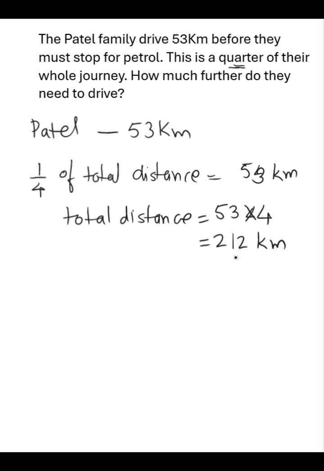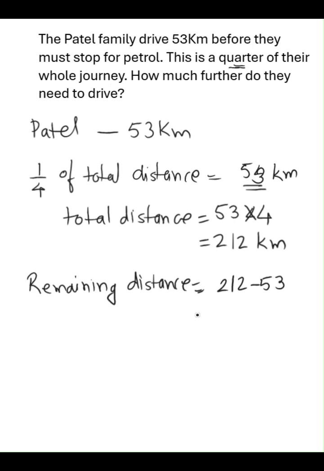So this is the total distance that they have to cover, and they have completed 53 kilometers. So how much distance is remaining? We can subtract this. The remaining distance will be 212 minus 53 kilometers, which is 159 kilometers. So this is the distance that is remaining to be covered. They need to drive 159 kilometer more.